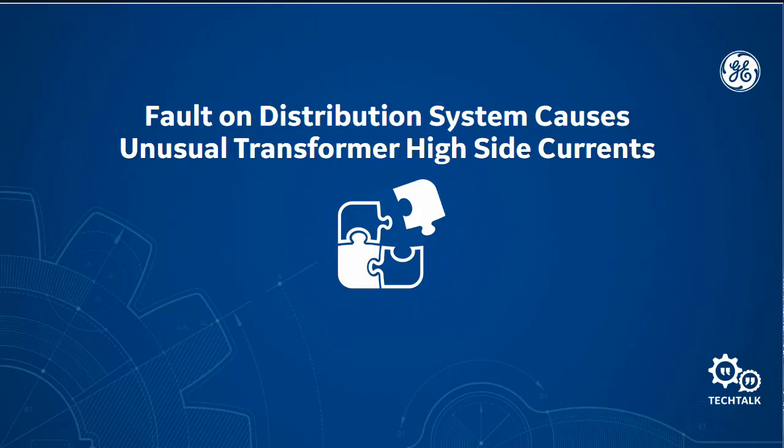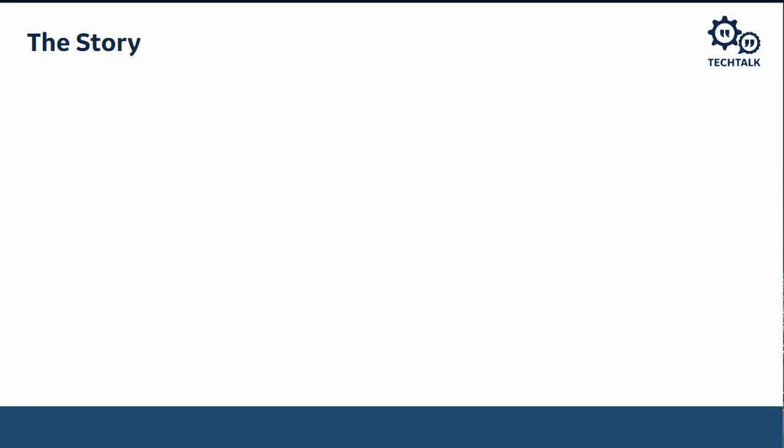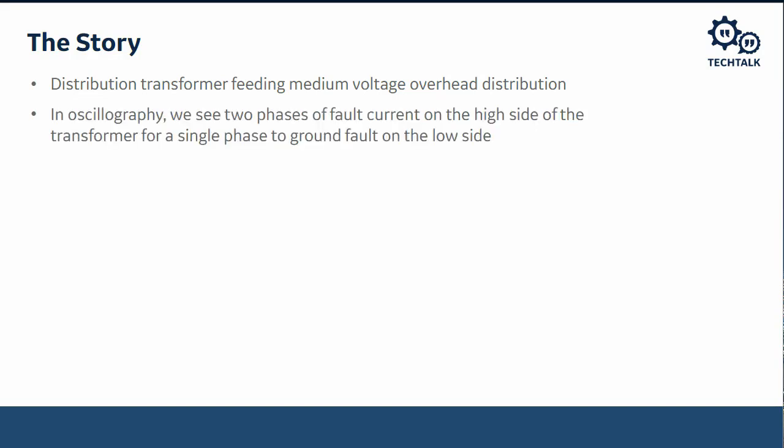So here's our story. A distribution transformer feeding medium voltage overhead distribution. This is a utility distribution, overhead bare conductor, feeding residential or industrial loads. In their oscillography record, what they notice is that there are two phases of fault current on the high side of the transformer for what they perceive to be a single phase to ground fault on the low side.